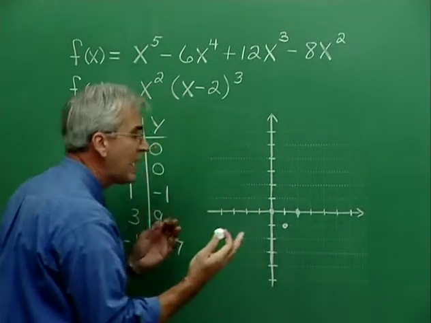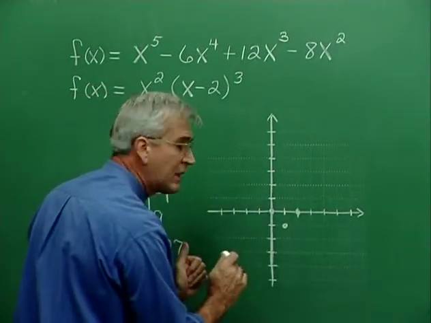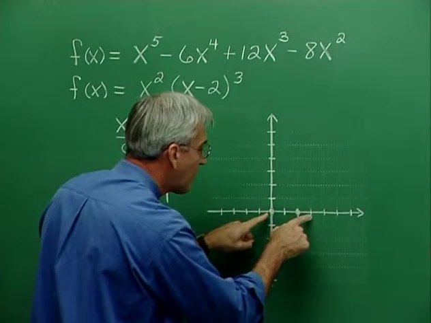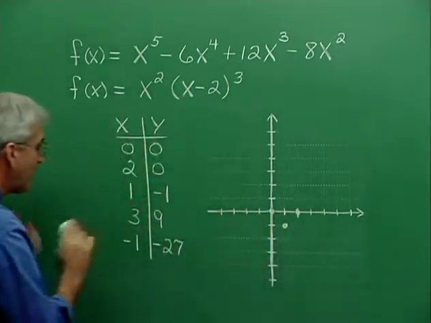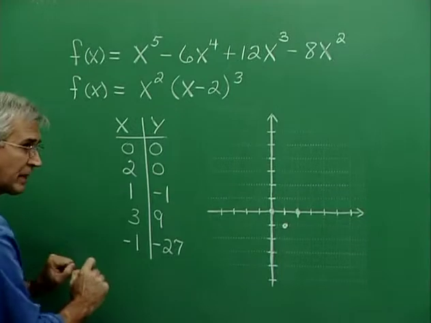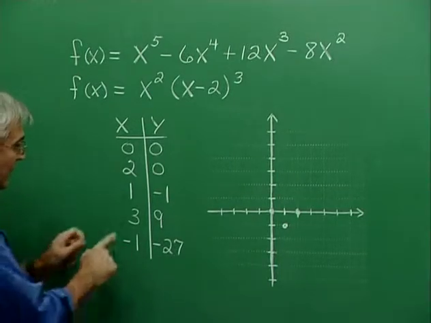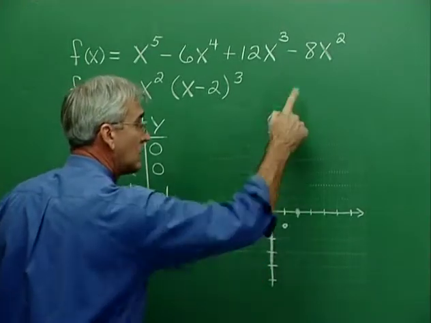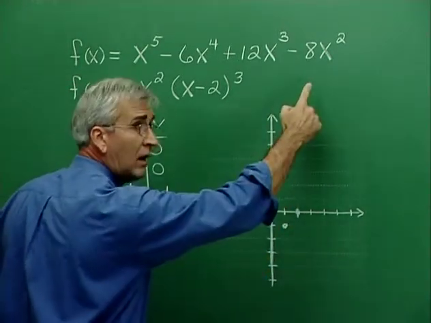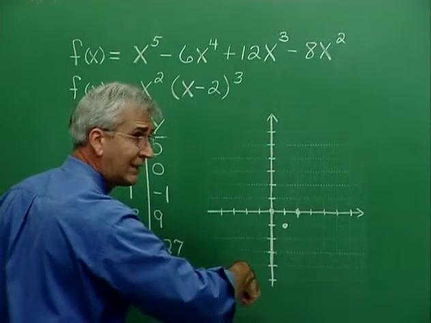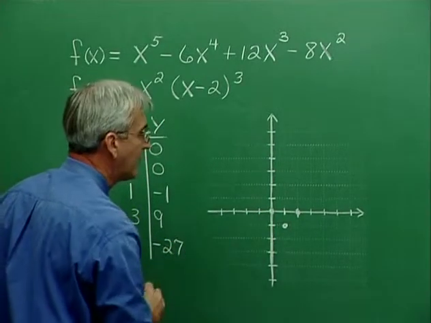Well, we need some information about the graph outside of these points. So we might find f of 3 and f of -1. So we slide back over here. f of 3 turns out to be 9, f of -1 turns out to be -27. Now, as expected, 3 goes to 9, that is, 3 goes up. The graph exits upper right and lower left. That's what we're finding out by identifying these points.